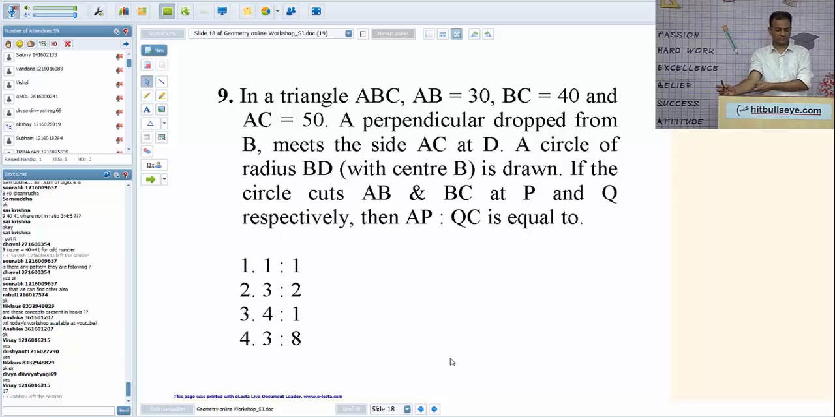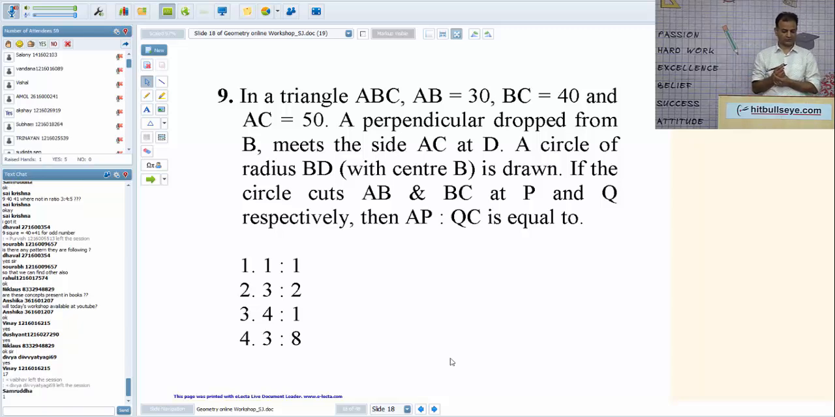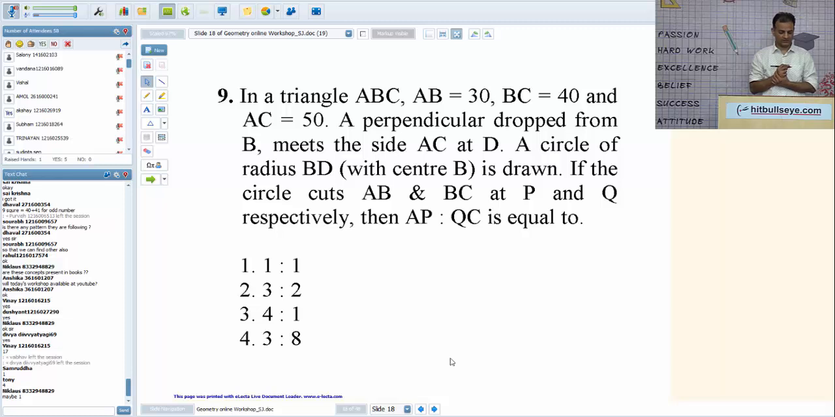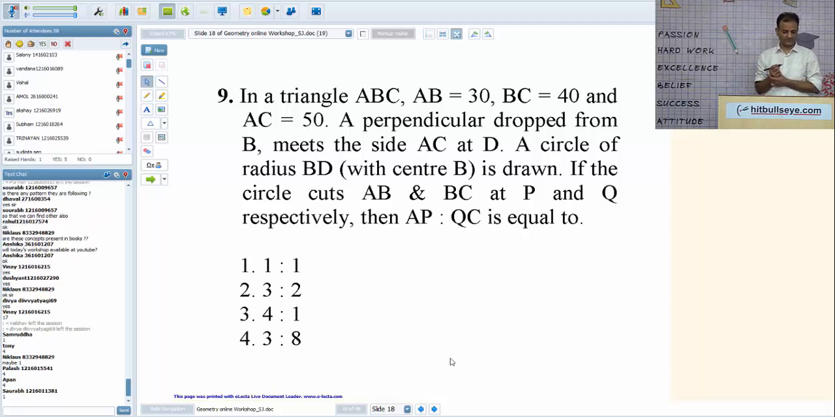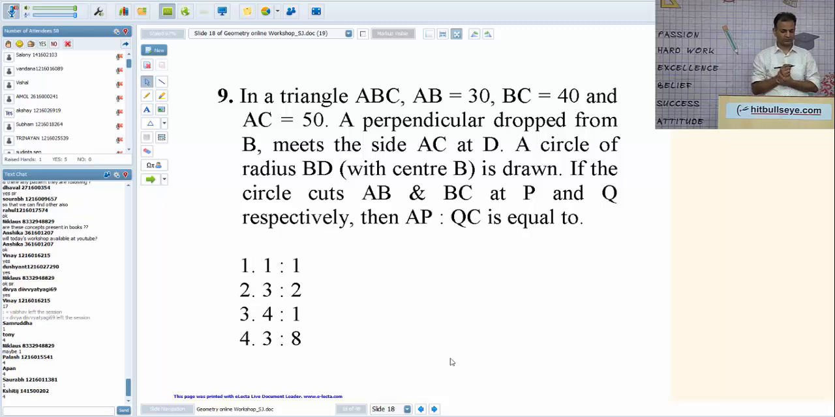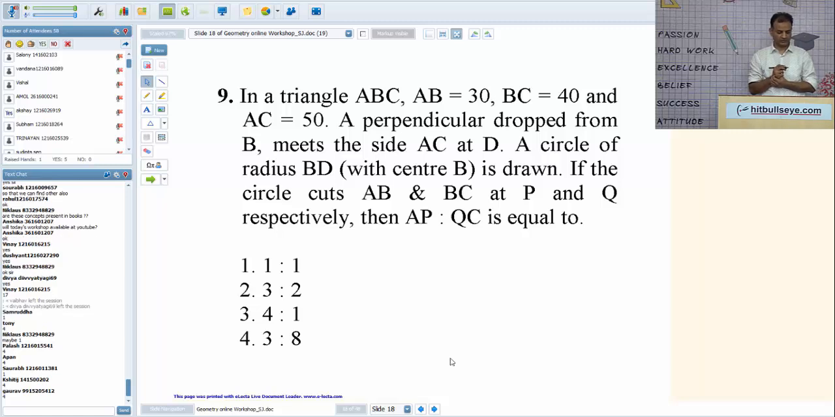See the choices. Samruddha has come with the answer, first option. Let's see. Draw the diagram, friends. Tony has come with the fourth option. Nicholas maybe one. Palash, fourth option. Draw the diagram and then you can see what the answer can be. Pan has come with the fourth option. Saurabh, first option. First and fourth are the choices.